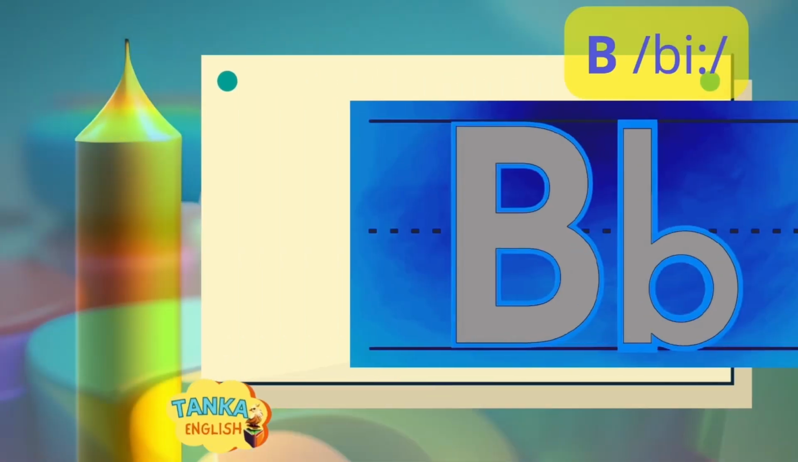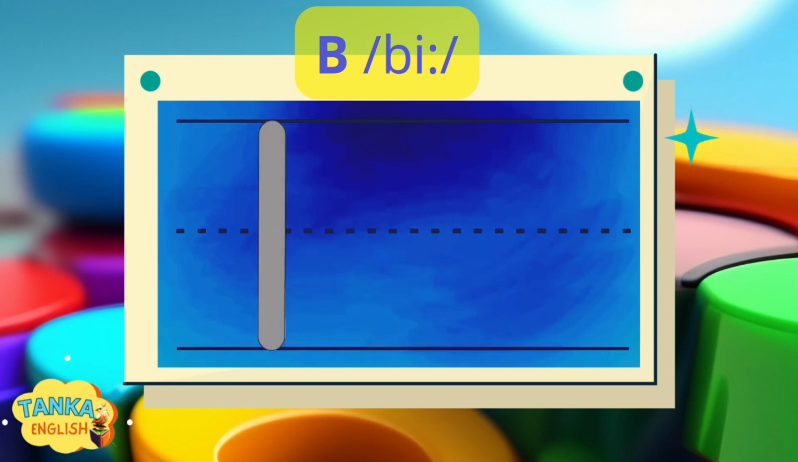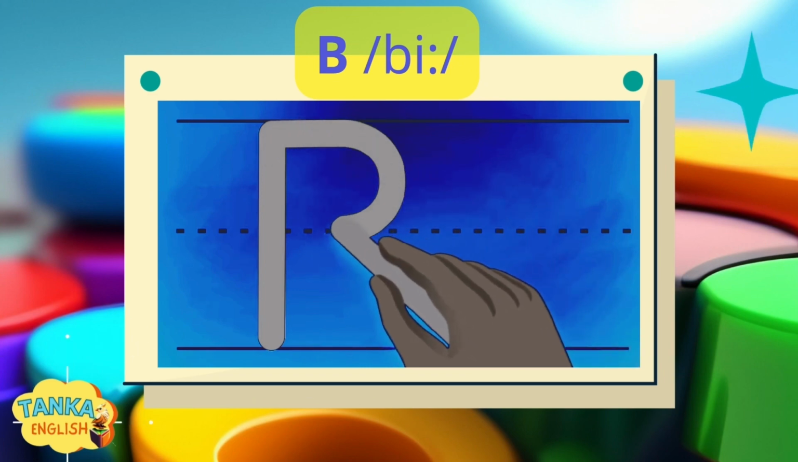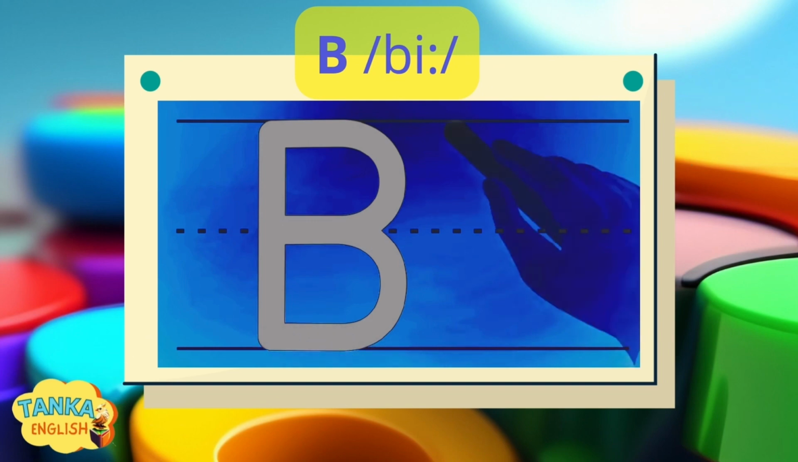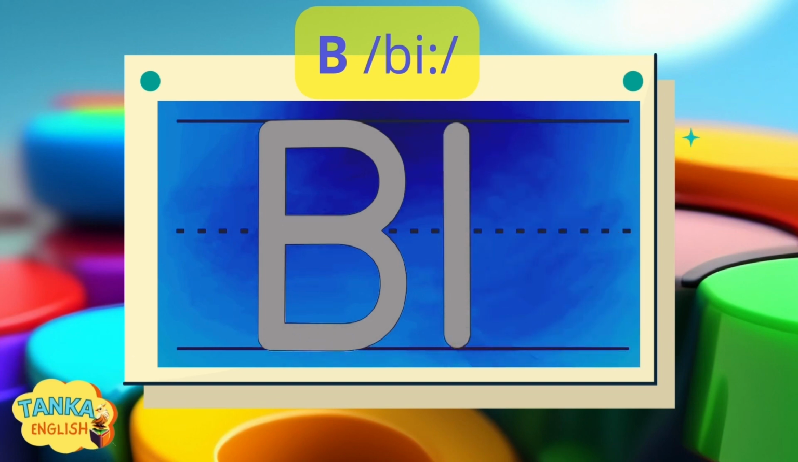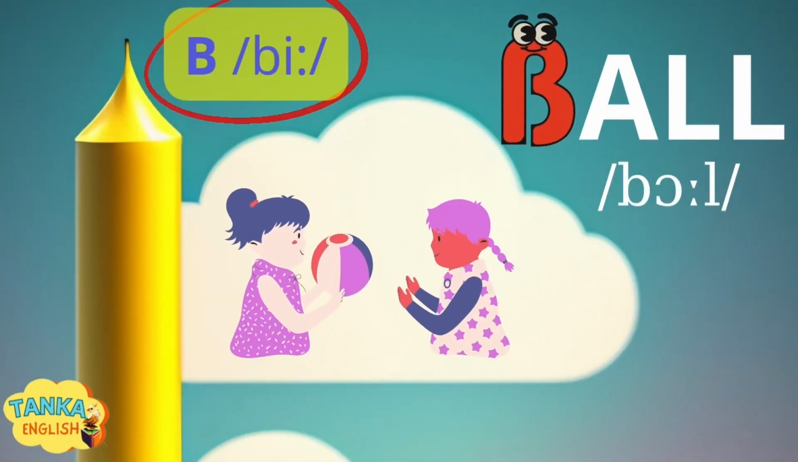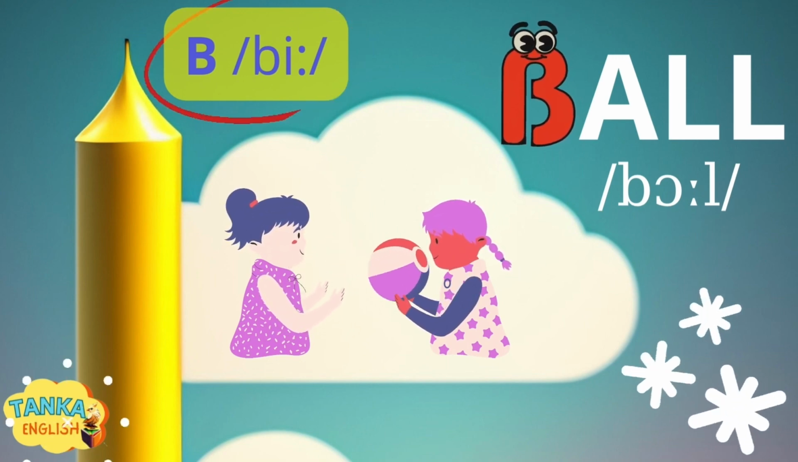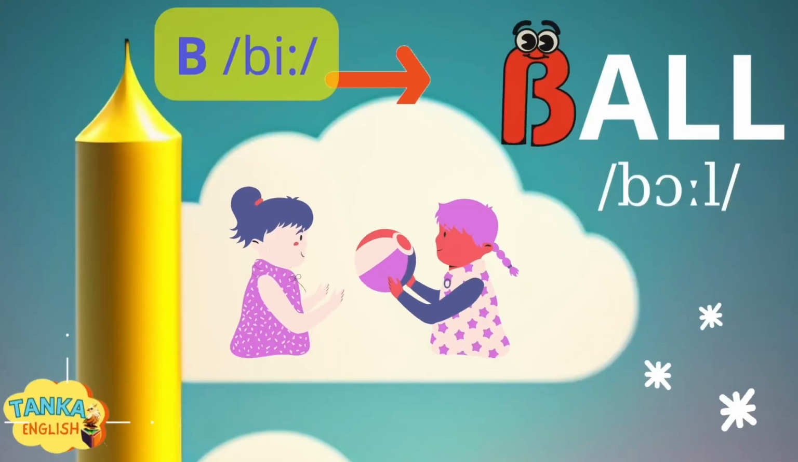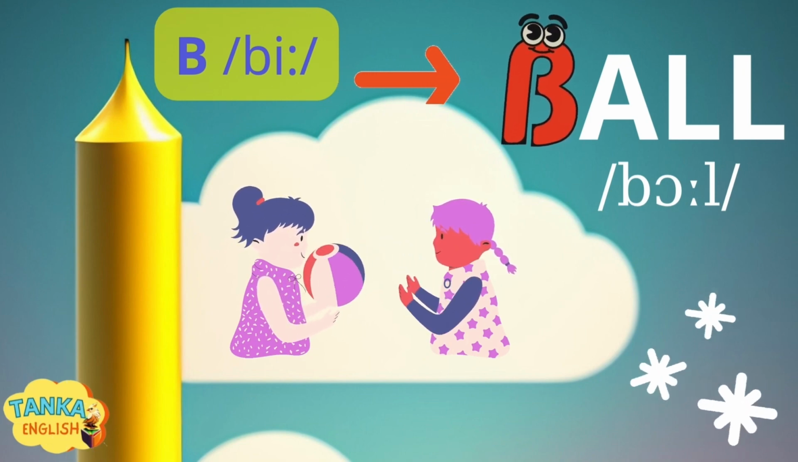Amazing! Next is the letter B. Uppercase B. Lowercase B. Perfect. Listen and repeat. B. Ball. You did good. Keep going.